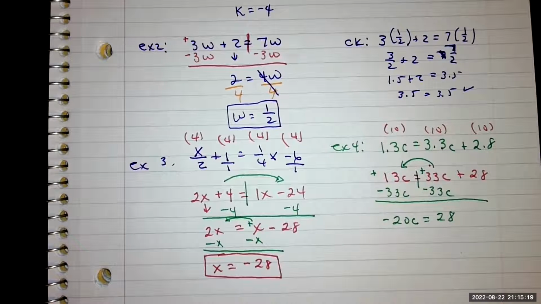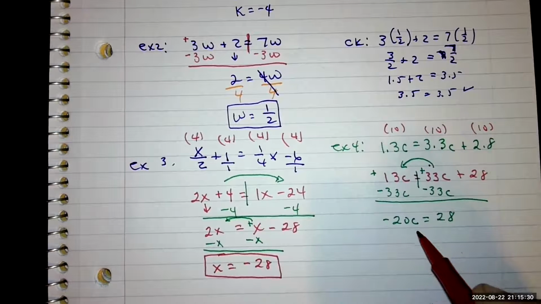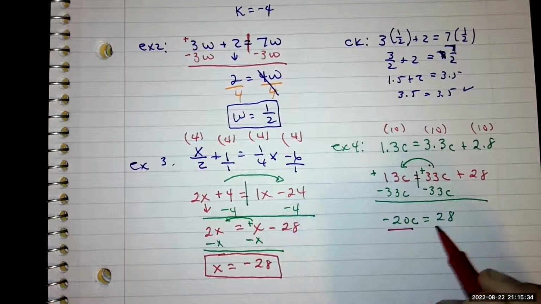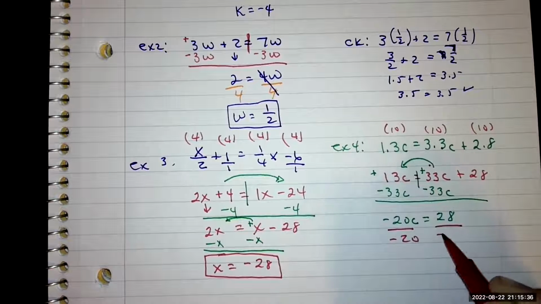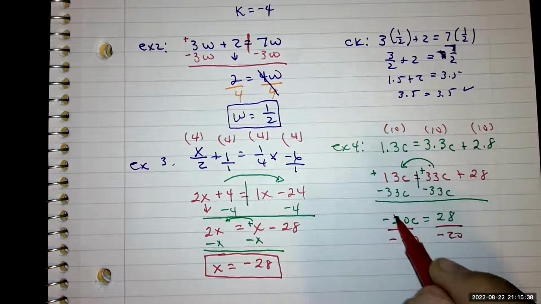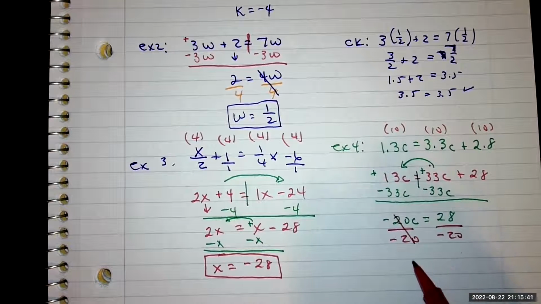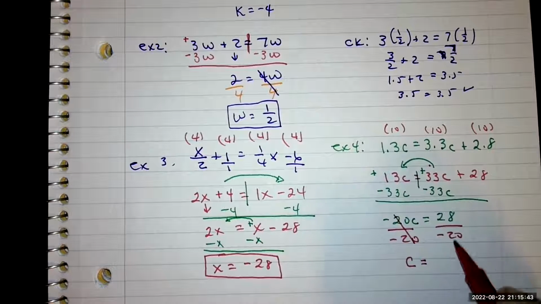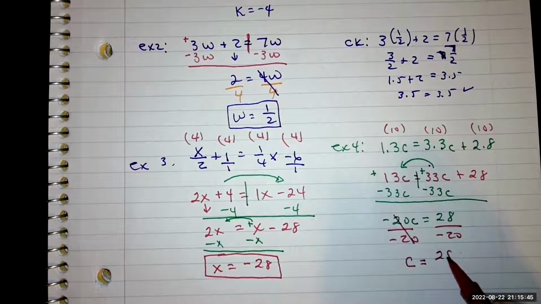Now, I'm going to look at my variable. My variable is a c. What's being done to c? It's being multiplied by a negative 20. The opposite of multiply is divide, so divide both sides by negative 20. This will make 1, and 1 times c is c. And now look, this one's going to be 28 over negative 20.